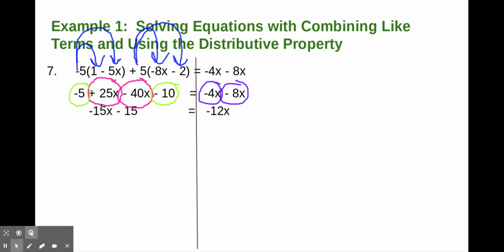Positive 25x minus 40x gives me this negative 15x. And then negative 5 and negative 10 gives me negative 15. And then on my right side, negative 4x and negative 8x is negative 12x.